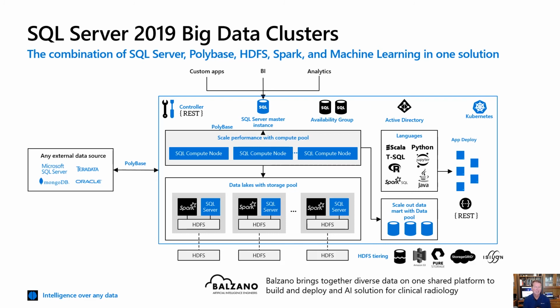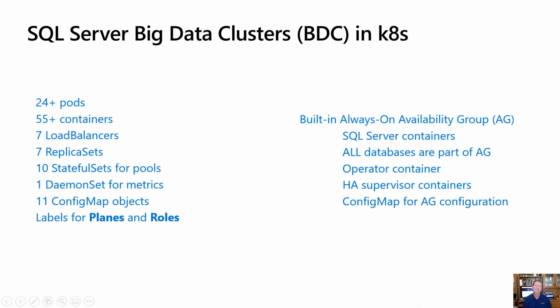In fact, let me just show you some of the numbers behind this. If you were wondering what is in this thing, take a look at this. These numbers may be slightly off from when I built this slide originally when we launched. You have several pods, 55 plus containers. We use all these concepts: load balancers, replica sets, stateful sets, and we use labels to denote things like planes and roles. And as part of this solution, we're going to do some built-in availability pieces more than Kubernetes. We're going to have built-in availability groups as part of this solution, using a concept called operators and even things called config maps. So big data clusters is an amazing example of running SQL Server containers in production.